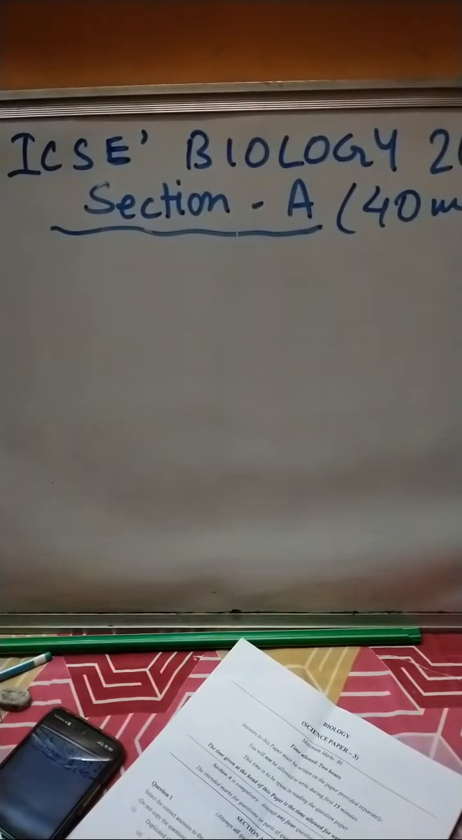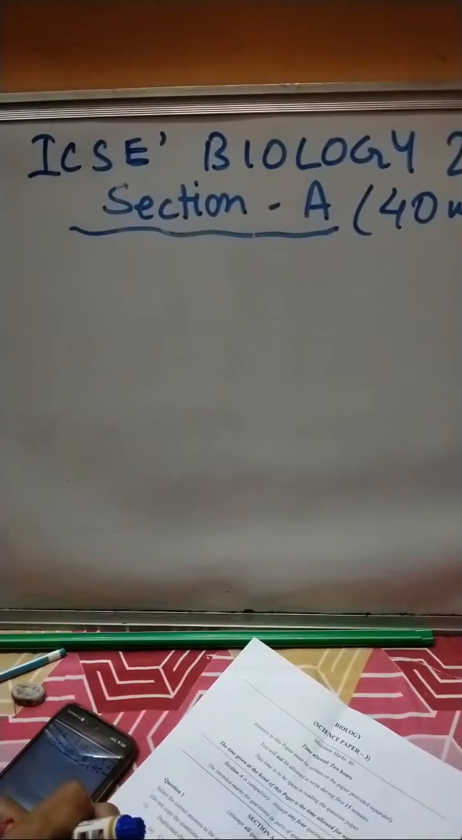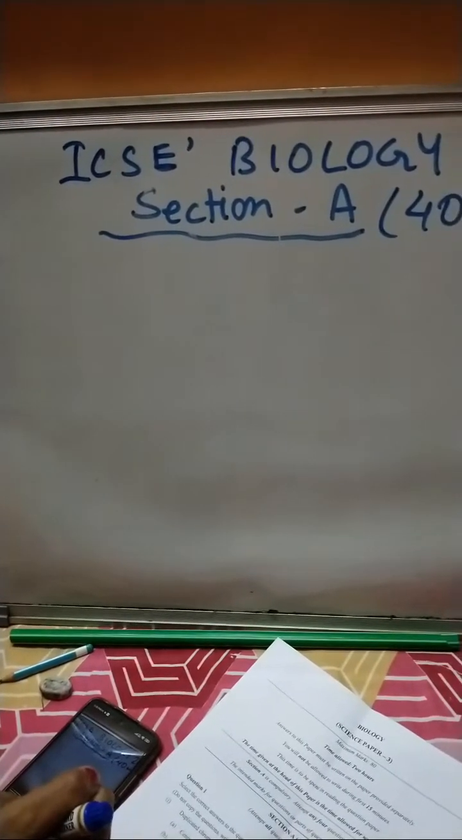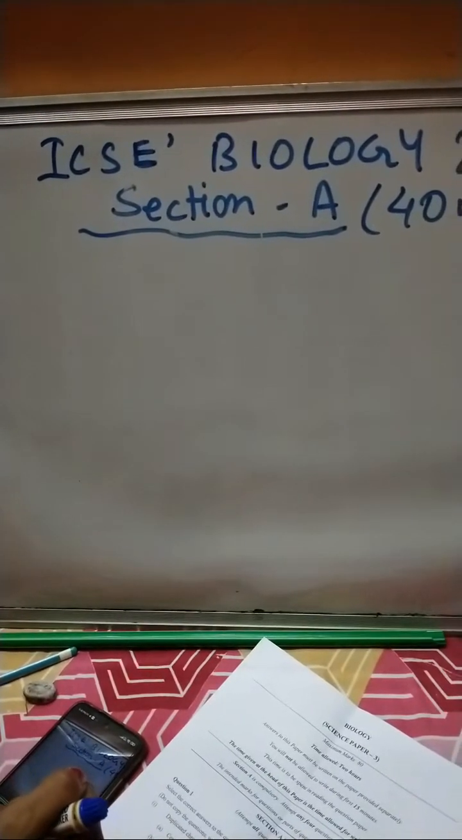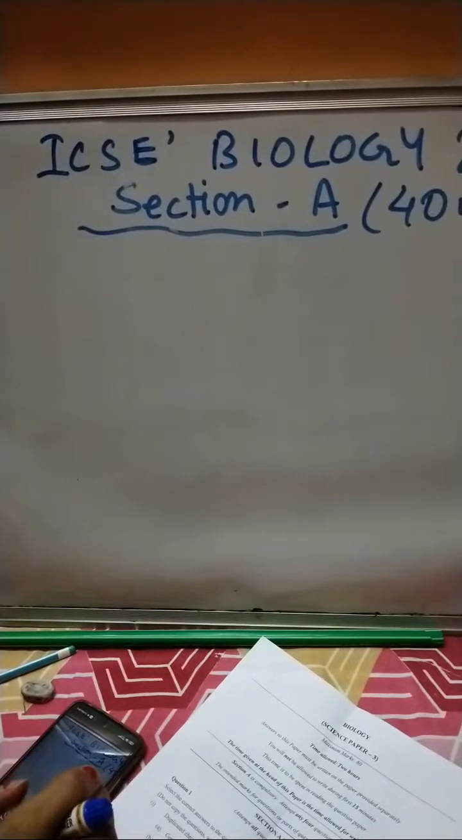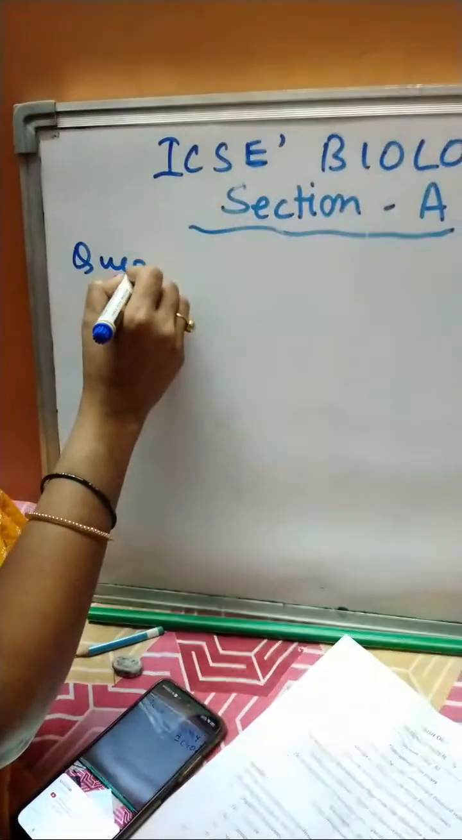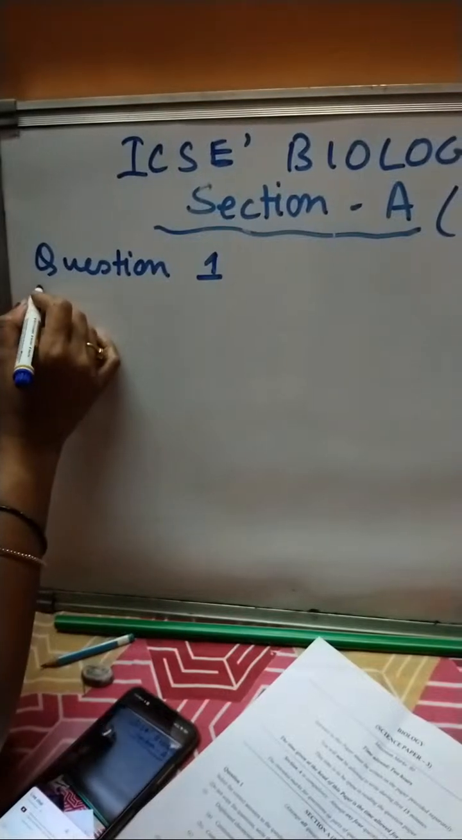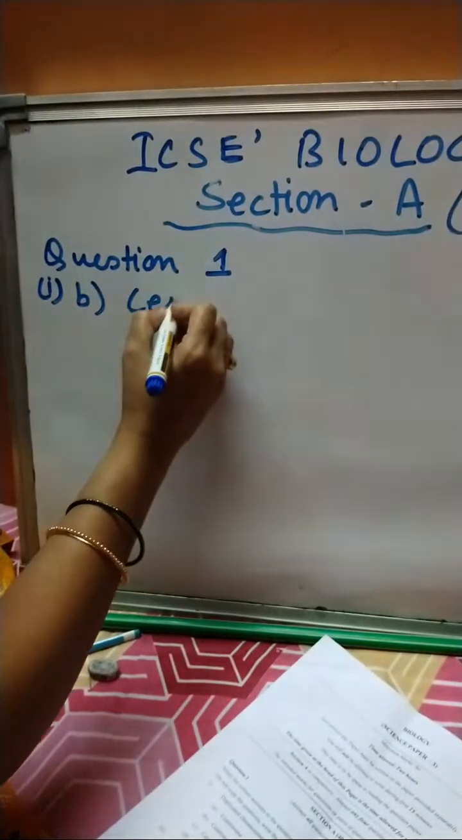So starting with question number 1, which is a multiple choice question. Select the correct answers to the questions from the given options. The first question is, duplicated chromosomes are joined at a point termed. Four options have been given: centrosome, centromere, centriole, and chromatid. So what is the correct answer? The answer for question 1 is B, centromere.